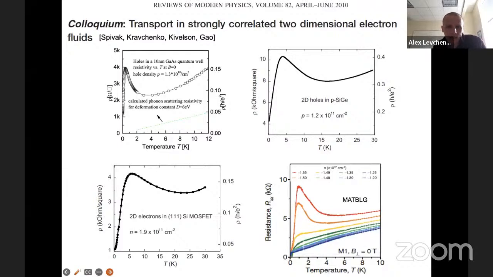And so here I collected a few representative plots of nonlinear resistance measurements of a variety of 2D systems as a function of temperature. Some of these plots I took from a very beautiful and nice review by Boris Spivak, Sergei Kravchenko, Steve Kivelson, and Xuan Gao on strongly correlated 2D electron and hole systems. As you can see, these are holes. This upper plot are holes in gallium arsenide quantum wells, exhibiting this behavior of non-monotonic temperature dependence of resistance.